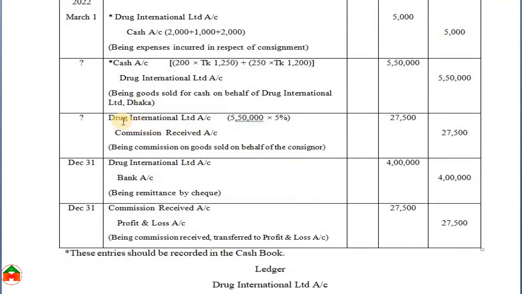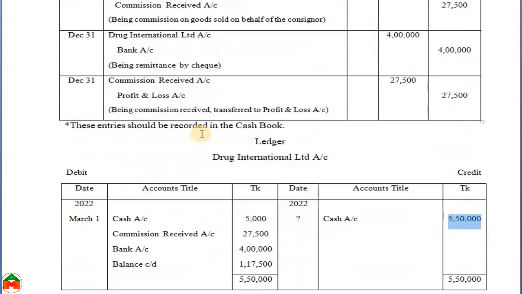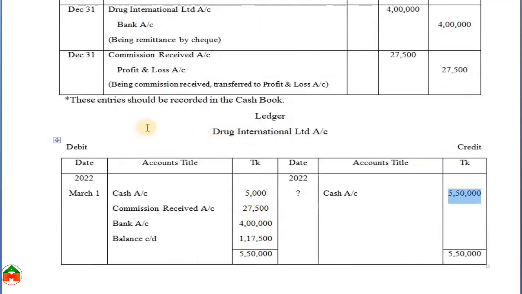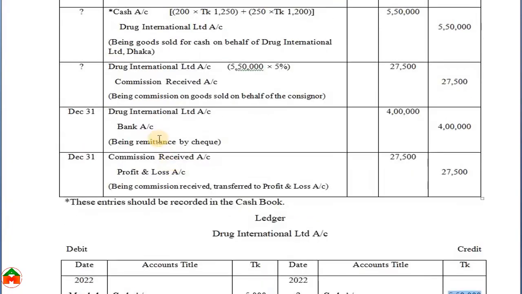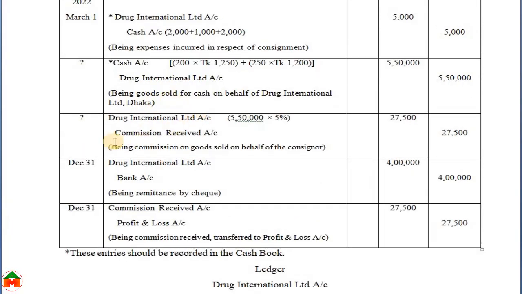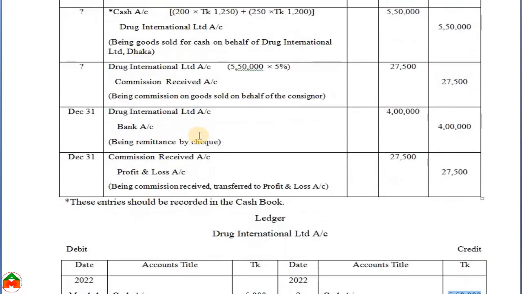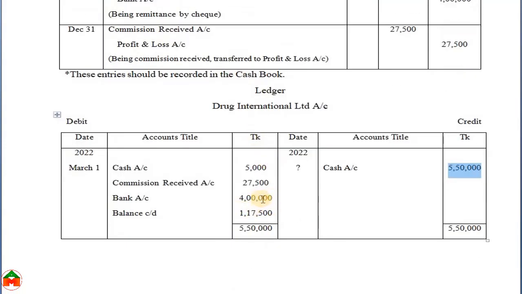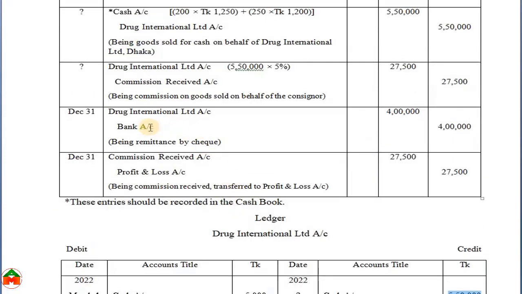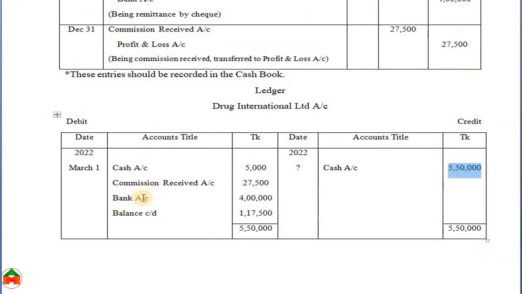Again we can see here Drug International Limited is shown in the debit side with the amount of 27,500. That's why in the ledger we will write this amount in the debit side, and in the accounts title column we will show the opposite name. Here the opposite name is commission received. Again, Drug International Limited is shown in the debit side, so we have written it in the debit side, and the opposite name is bank account.